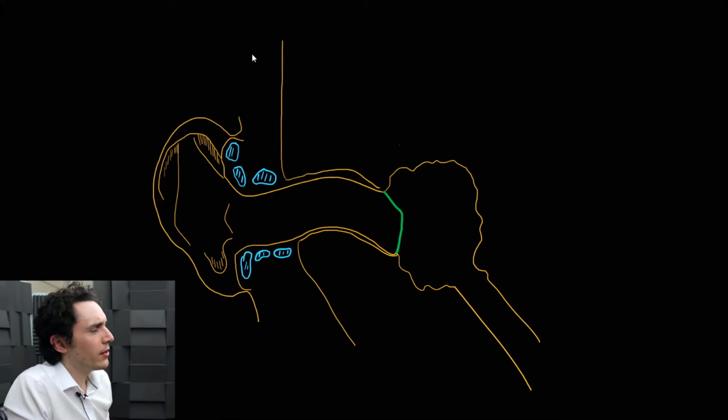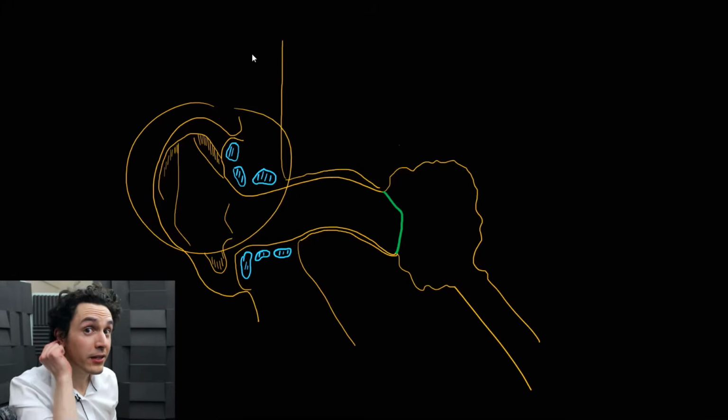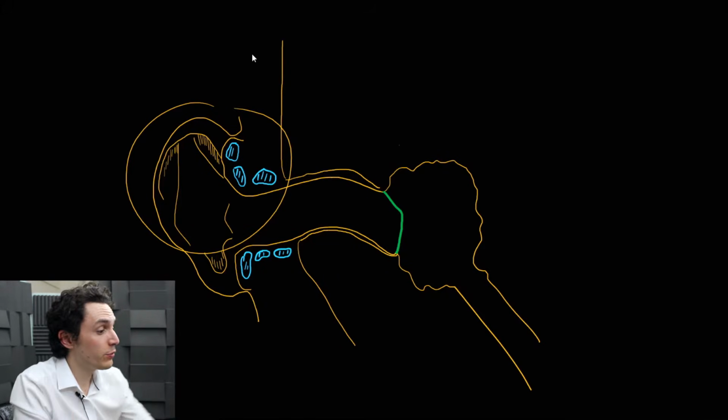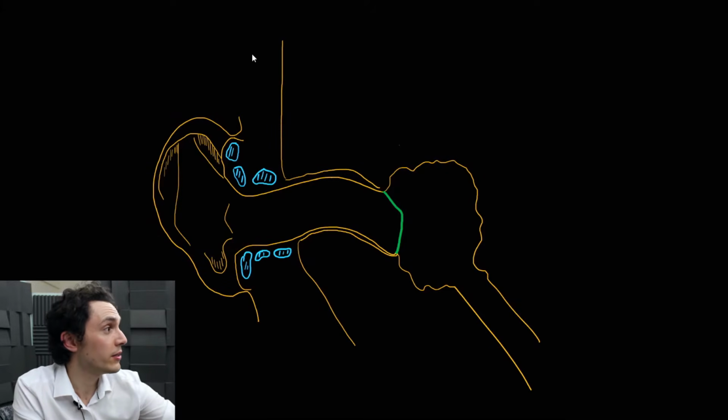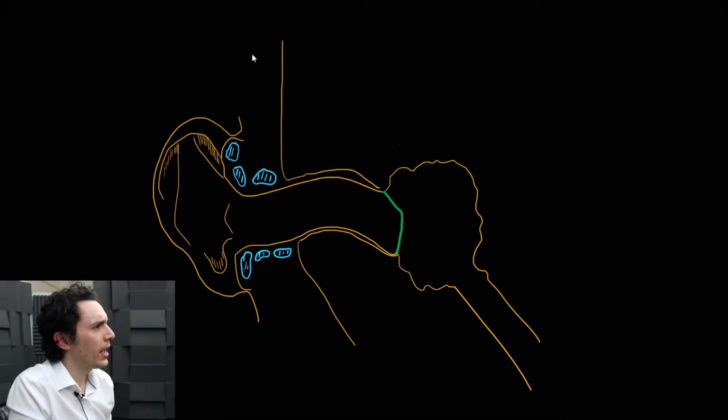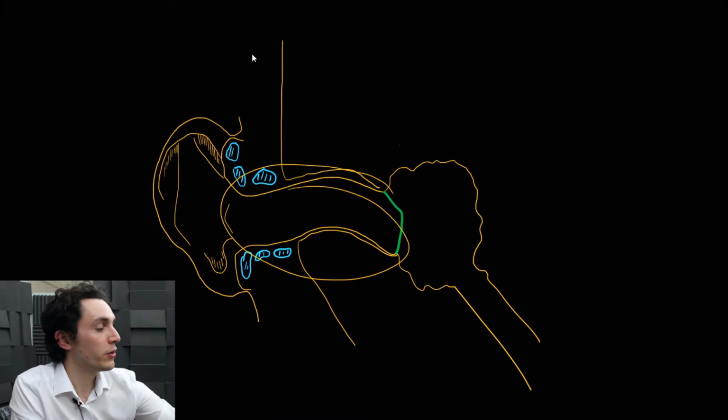So here I have a sort of schematic diagram of the ear which I drew earlier. This part here is obviously the fleshy cartilaginous portion of the ear, which we call the auricle or the pinna. That's the part that you can see. And this tube-like structure here is the ear canal. That's what we're going to talk about.